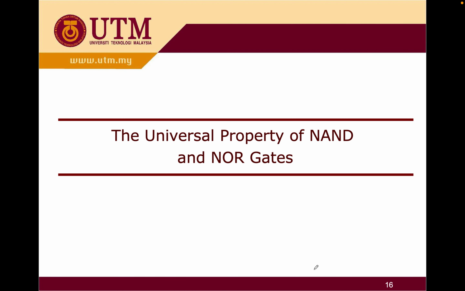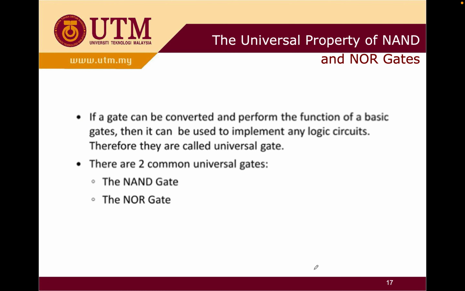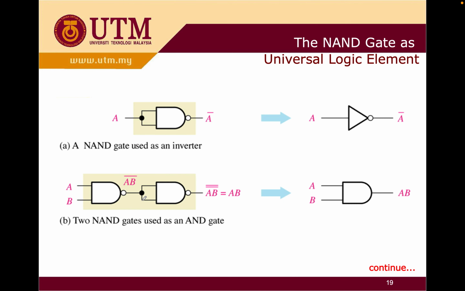Okay, after we are done with our AND-OR and then AND-OR-inverse logic, we're going to look into the universal property of NAND and NOR gates. If you still remember, NAND and NOR are universal gates. But you're not going to learn the NAND and NOR gates themselves. Instead, you're going to learn the alternate representation for the NAND gates and also NOR gates.